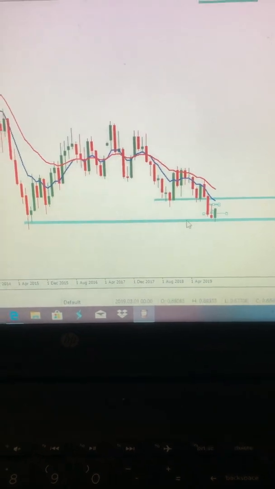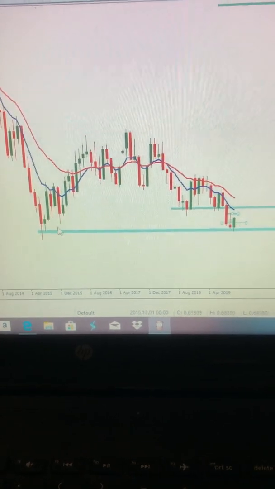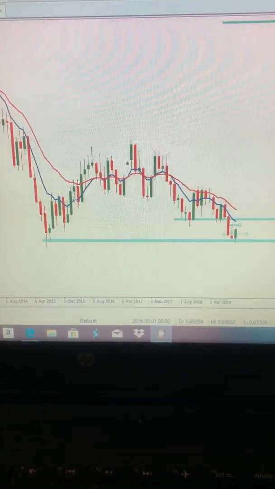So you see right here, current price is here. But then when you zoom out, you see the reason I put it here, because last time price was in this area back in 2015, it went up. So this is called support. Every time price hit it, it respects it. So now, years later, it's back at this level.